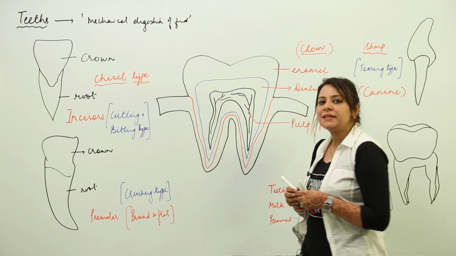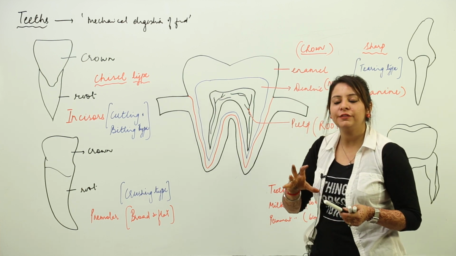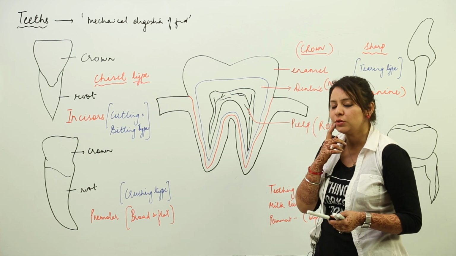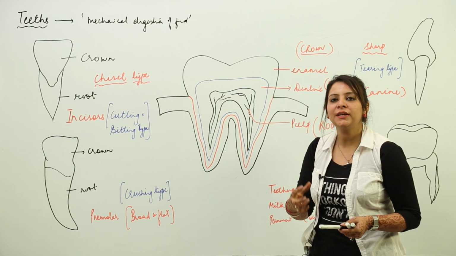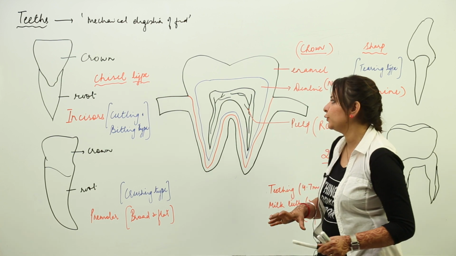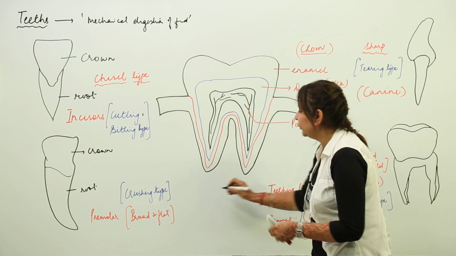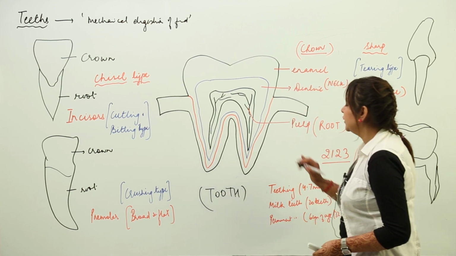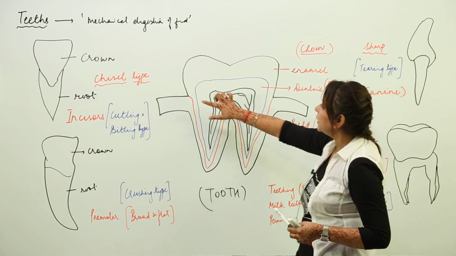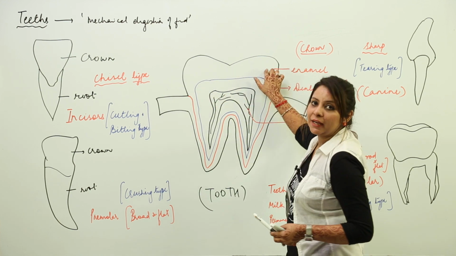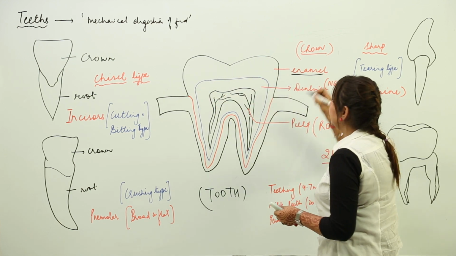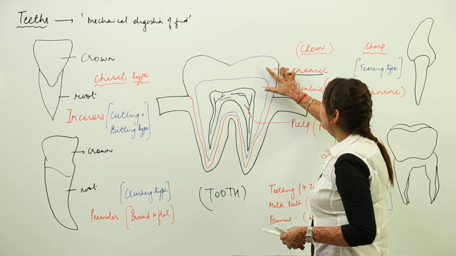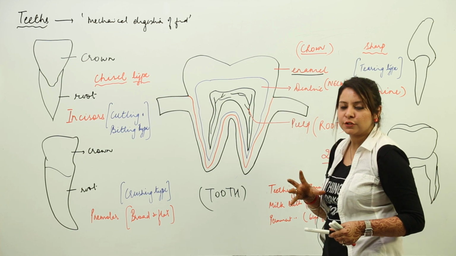So what we see is that we find four types of teeth in the mouth. But before we start with the types, I want you to know what teeth actually comprise of. So this is the complete structure of the tooth. You can see that this outer covering, which is called enamel, is white in color. It is the hardest part of the body. So the outer covering is formed by the enamel, that is the hardest part of the body.